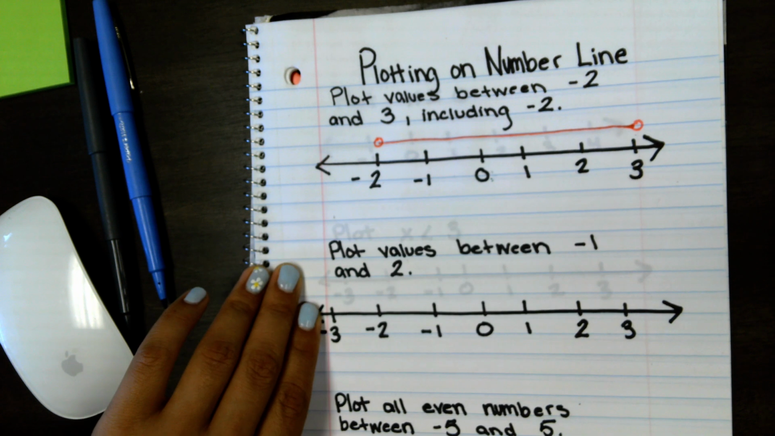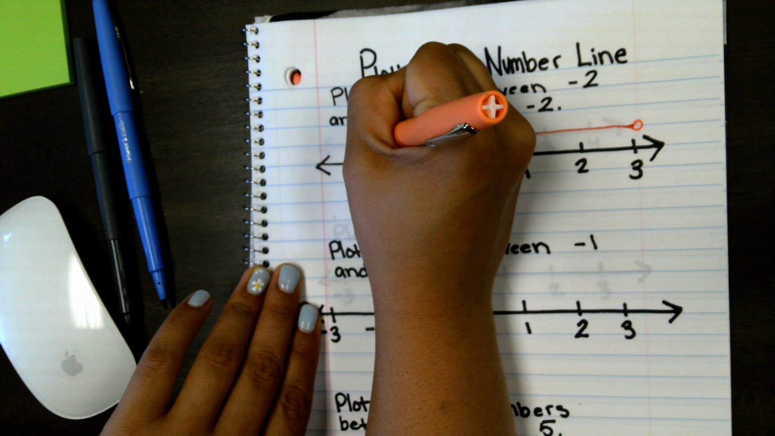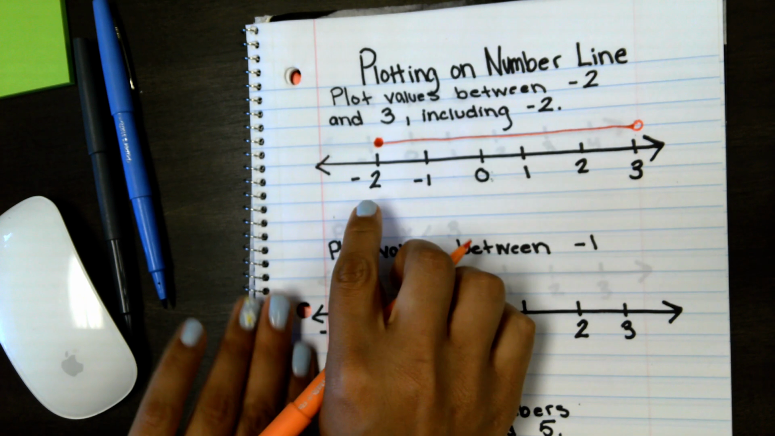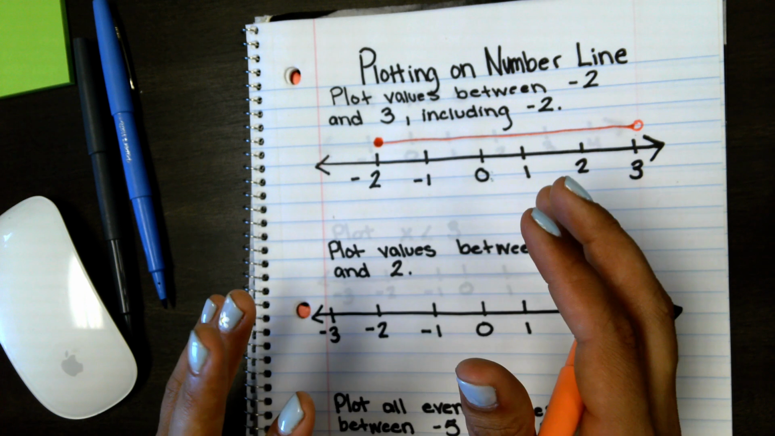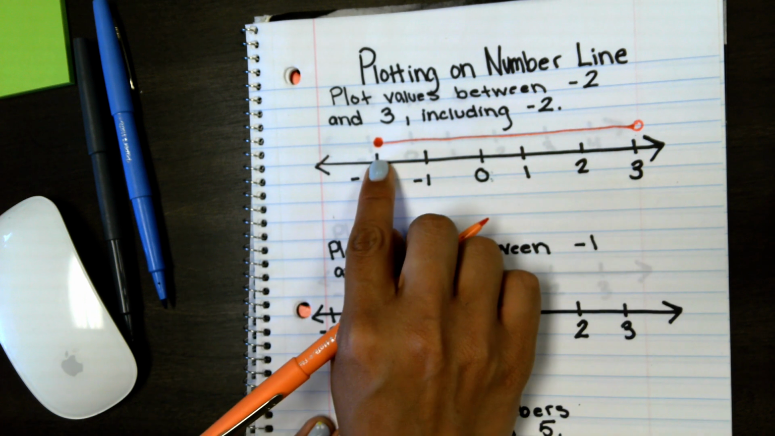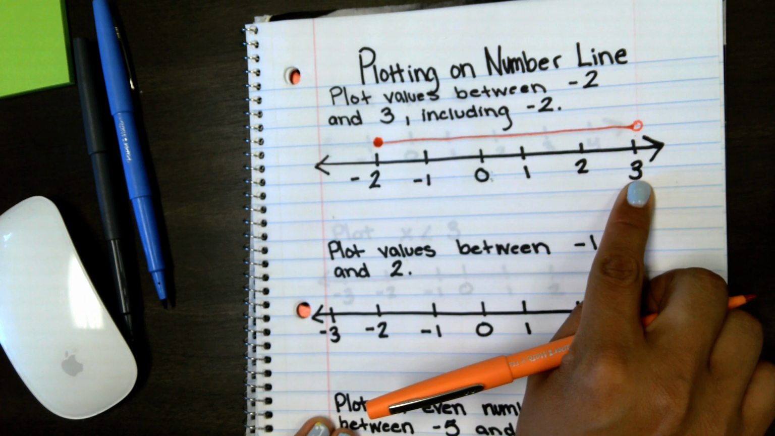So what that means is this circle needs to be filled in. So we know that this set of numbers, this group of numbers we're showing, also includes -2. It does not include 3.